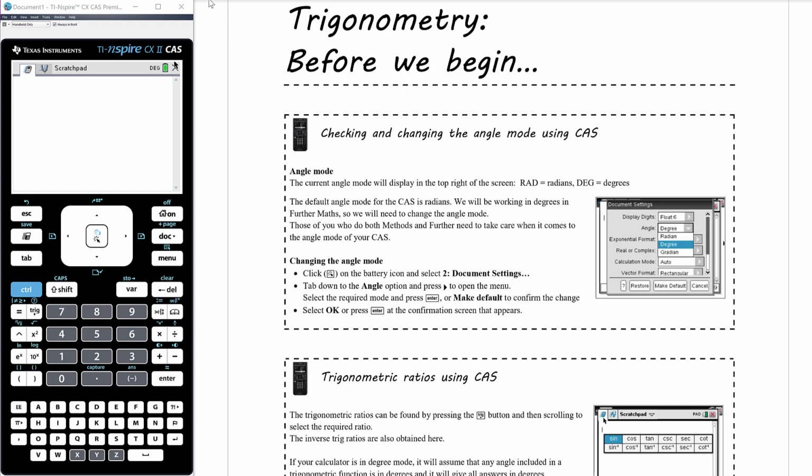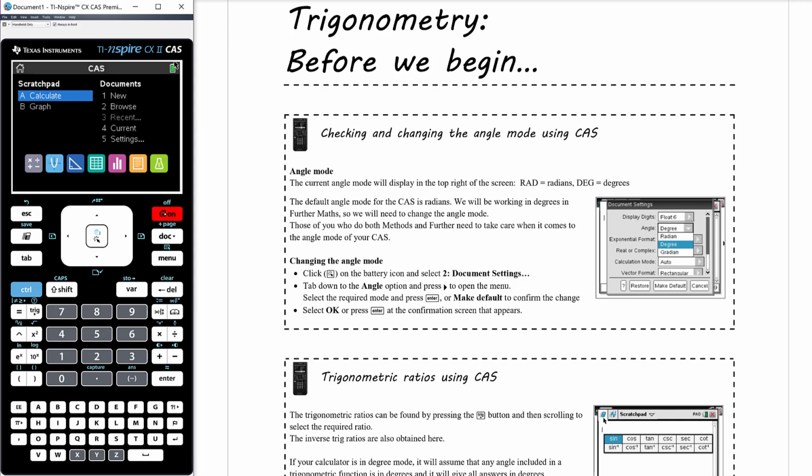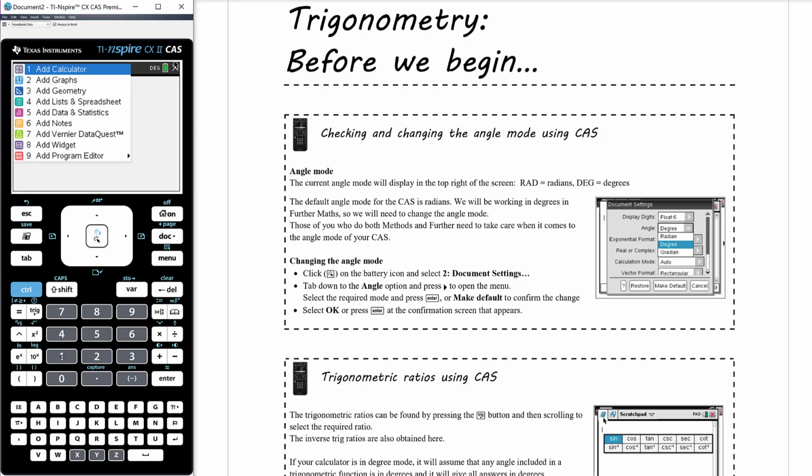My advice in the past has been that in further maths, you should work in the documents area of your CAS, creating a new document, because we need to use the documents in further maths for all the finance applications, well, not so much the finance, but certainly the data, the lists and spreadsheets and the data and statistics. We need those aspects, so we need to work in document mode in further maths.